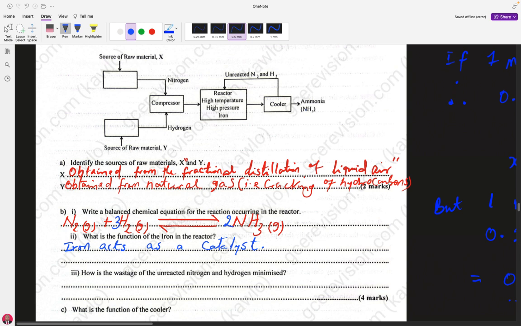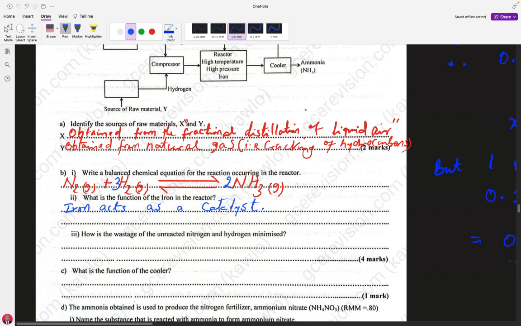So we said the only way to minimize it is that the gas formed is liquefied and constantly removed, so that the unreacted nitrogen and hydrogen are passed over the catalyst again.